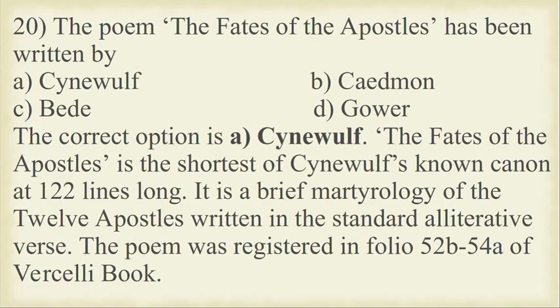The Fates of the Apostles is the shortest of Cynewulf's known canon at 122 lines long. It is a brief martyrology of the 12 apostles written in the standard alliterative verse. The poem was registered in folio 52b to 54a of the Vercelli Book.